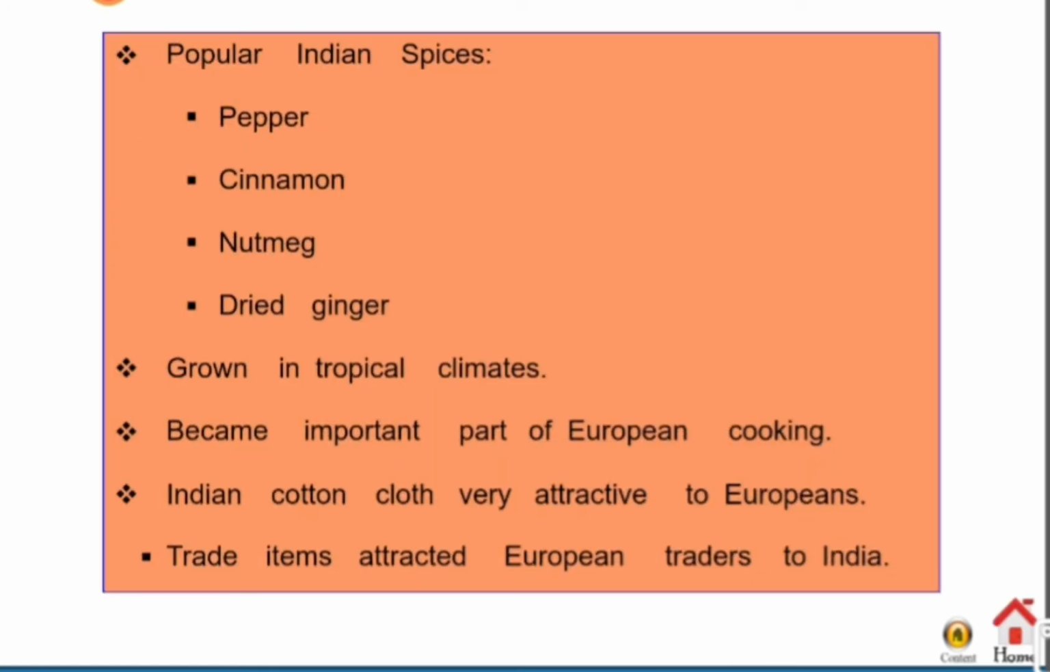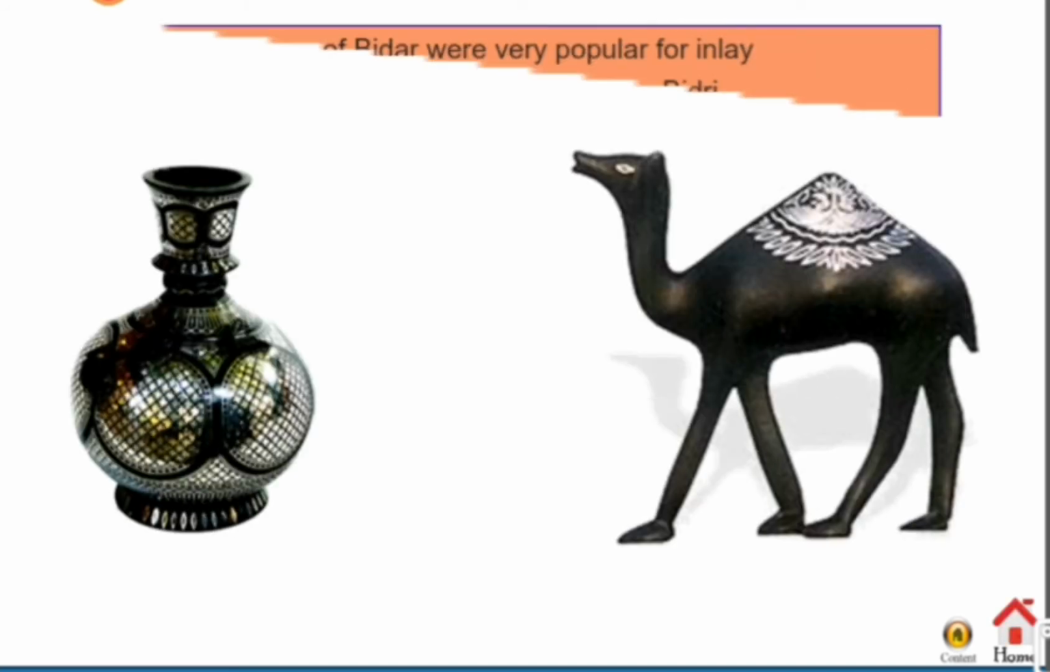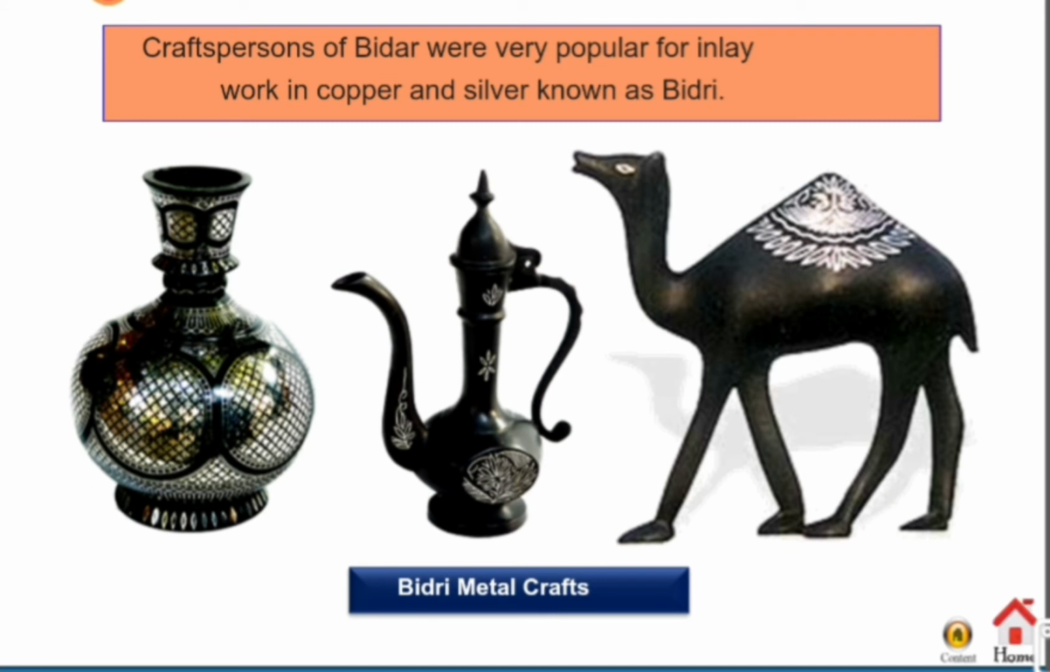Popular Indian spices. Now let us explore the popular Indian spices for trading. Pepper, cinnamon, nutmeg, and dried ginger were grown in tropical climates. These became an important part of European cooking. Indian cotton clothes were in great demand in European markets. The craftspersons of Bidar were very popular for inlay work in copper and silver. This work is known as Bidri.